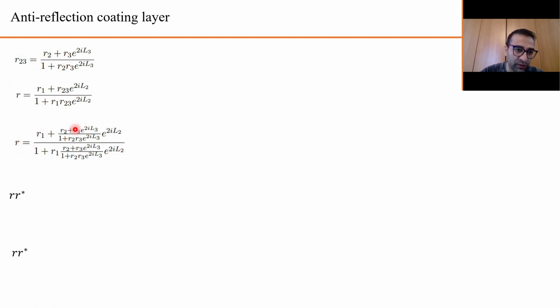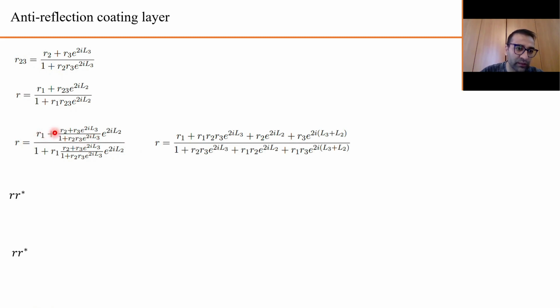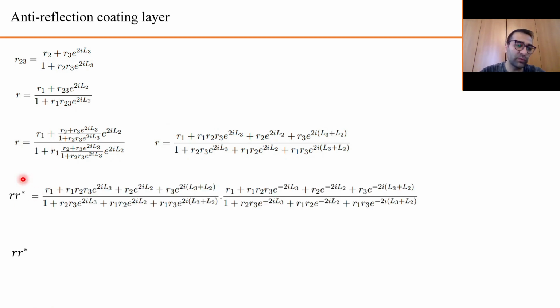What I did, I just substituted this here, and by calculating the common denominator for the numerator and denominator, this term will cancel this term, and what is left is this: R1 plus R1 R2 R3 exponential of 2iL3, plus the same terms, R2 exponential of 2iL2 plus R3 exponential of 2i(L3 plus L2), and the same for the denominator. And again, you need to calculate this coefficient.